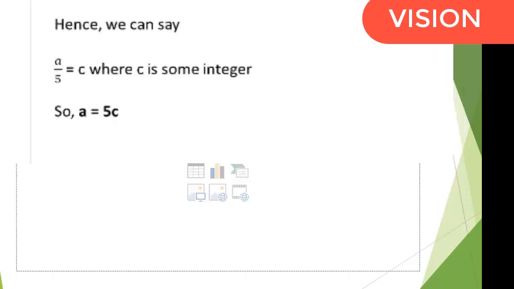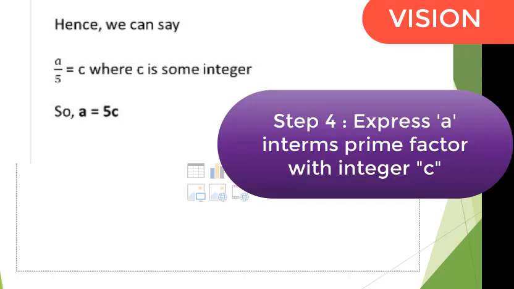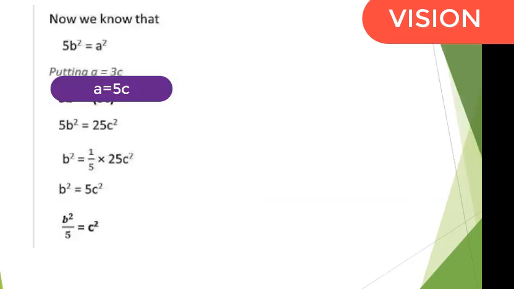Next, step 4: we are assigning a prime factor using another letter. We used a and b, so the third letter is c. We assign a by 5 equal to c. So we rearrange this equation: a equal to 5c. Assigning an integer and expressing the term in terms of a, we have to bring a to the left-hand side in this step number 4. Next, step number 5.